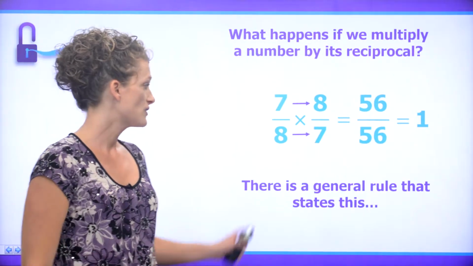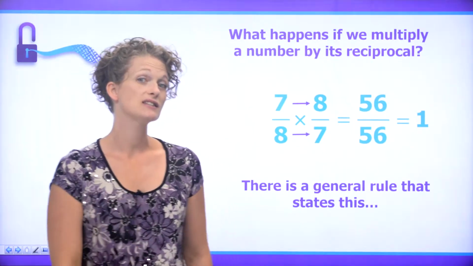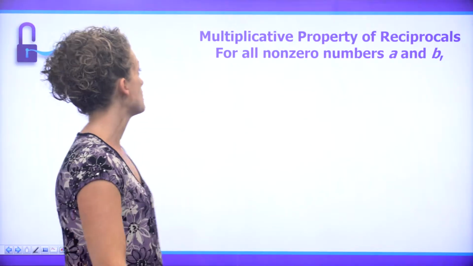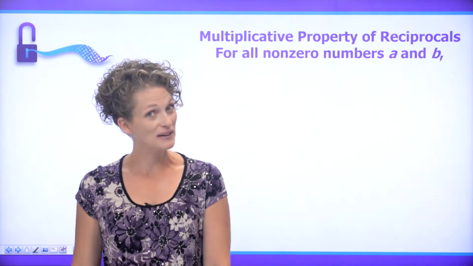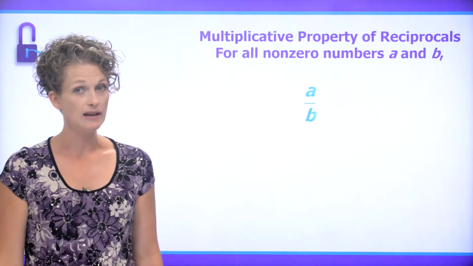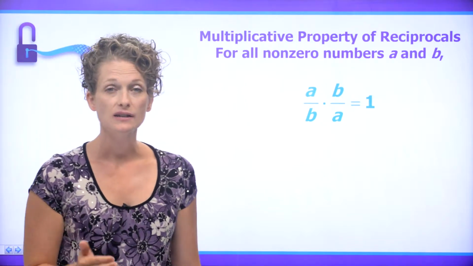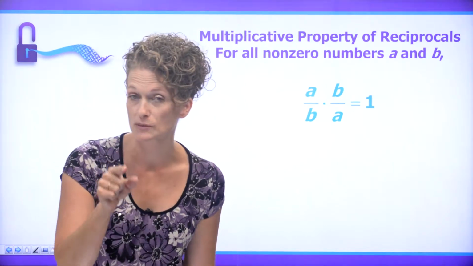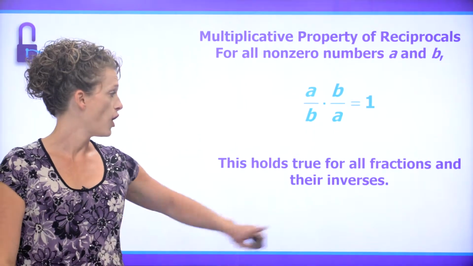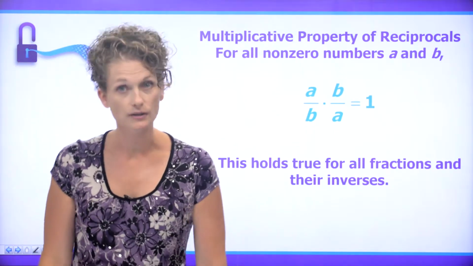Well, actually, there is a general rule that states this very thing, and it is called the multiplicative property of reciprocals. So for all non-zero numbers, a and b, we have a over b times its reciprocal, which is b over a, which equals 1. And this holds true for all fractions and their inverses.